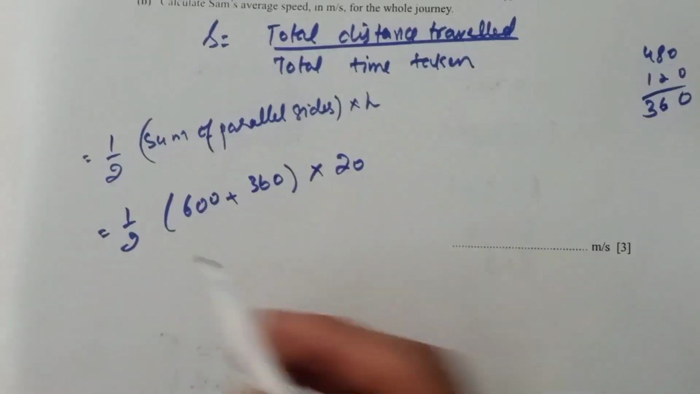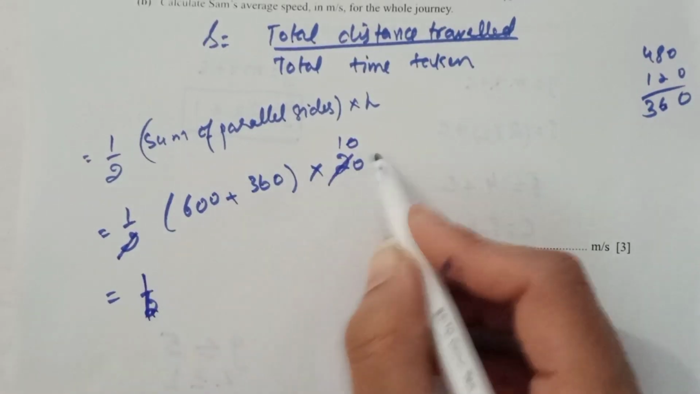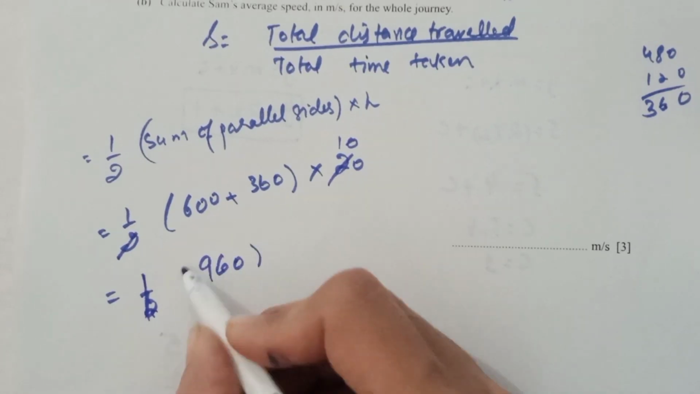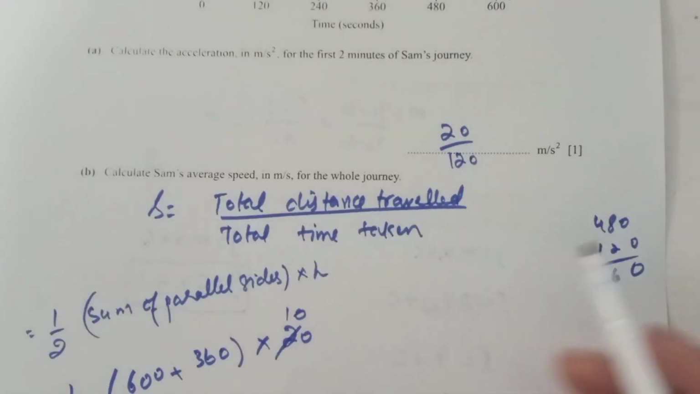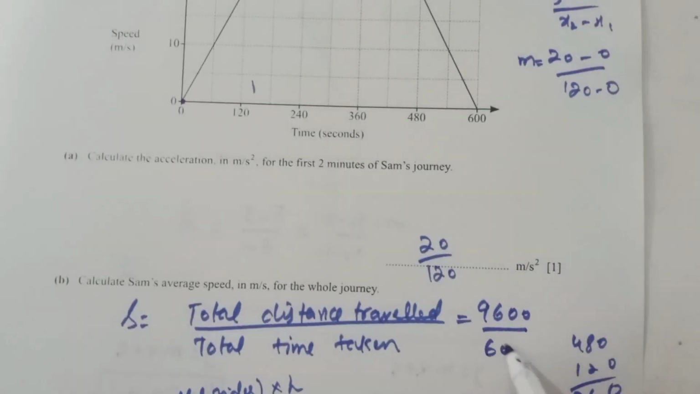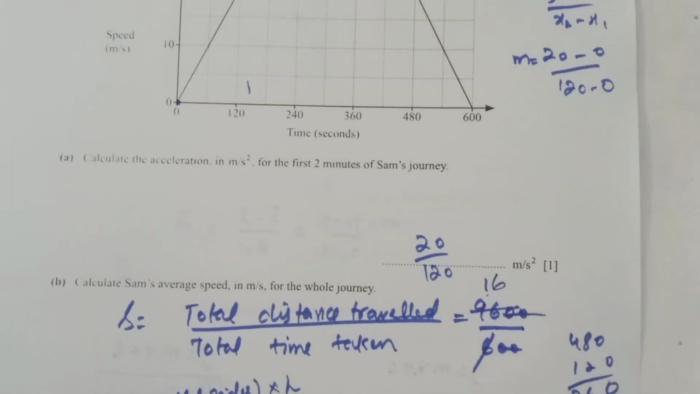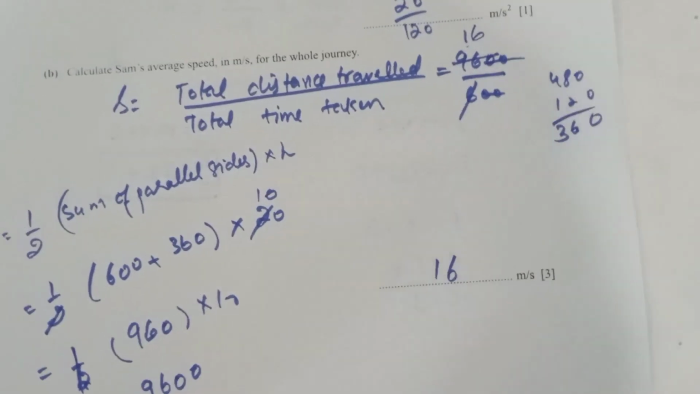Now students, that height is 20. We put these values and solve it, and simplifying we get 960 multiplied by 10, and we get the area, which is the total distance, 9600. Now we put these values in this formula: 9600 divided by total time 600, and by solving it we get 16 meters per second. Now students, this is the answer of B part, which is solved.